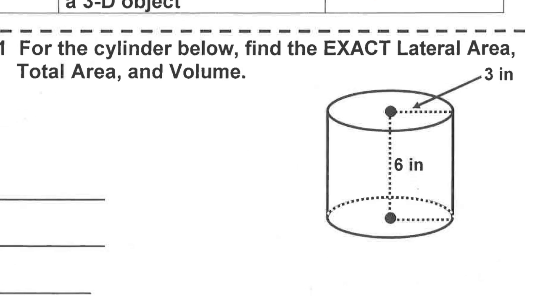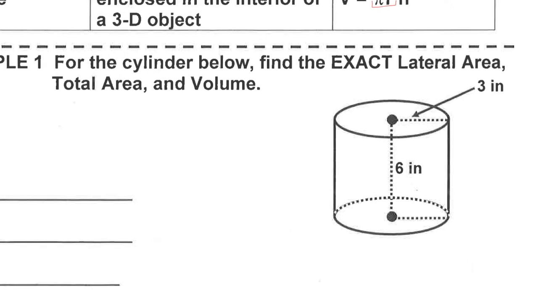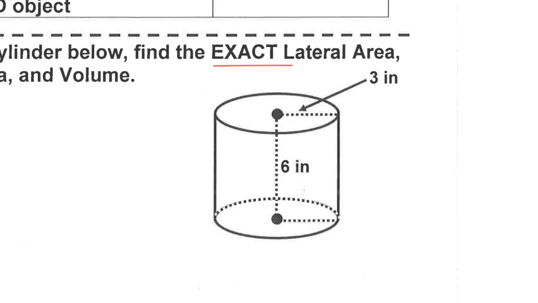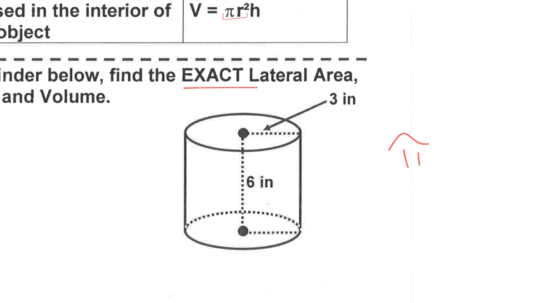We're going to do 3 altogether. It says, for the cylinder below, find the exact lateral area, total surface area, and volume. Guys, when it says exact, I still have people asking me this. It means leave pi in your answer, because if you multiply by pi, it's not exact anymore, because even though your calculator shows you some decimals, it goes on forever.